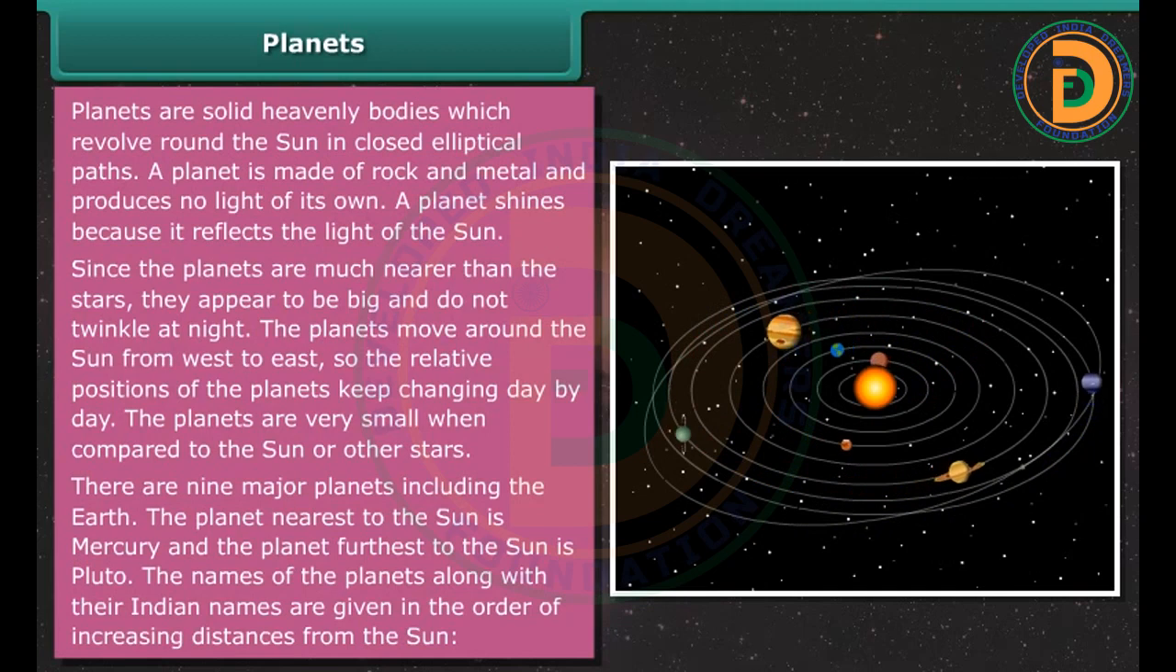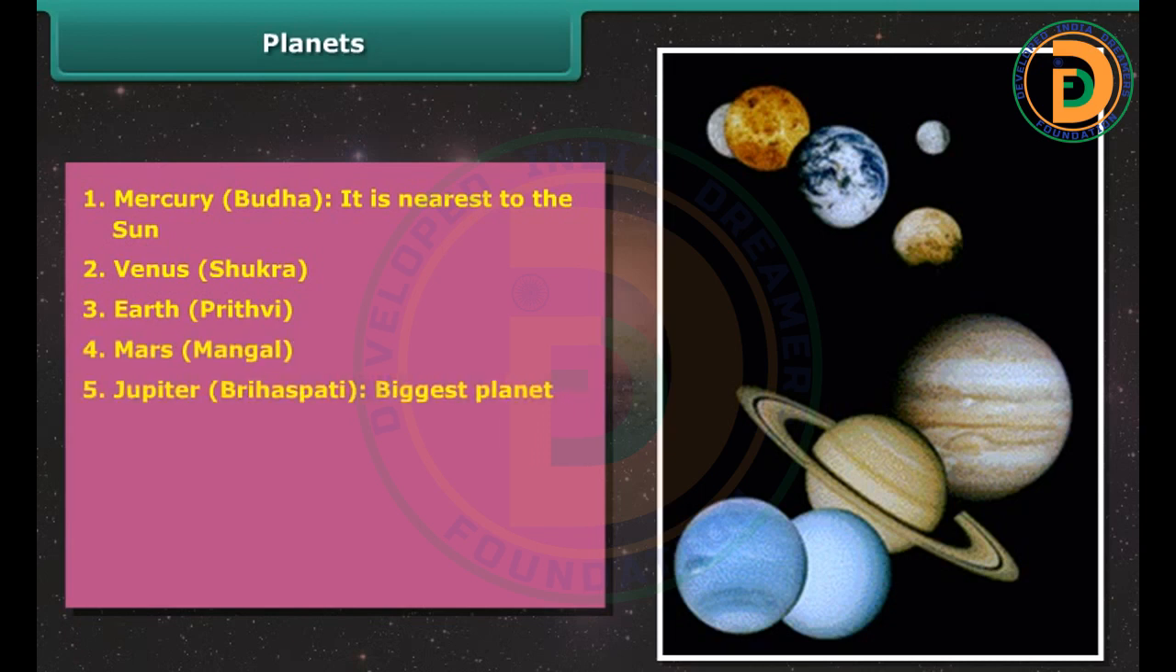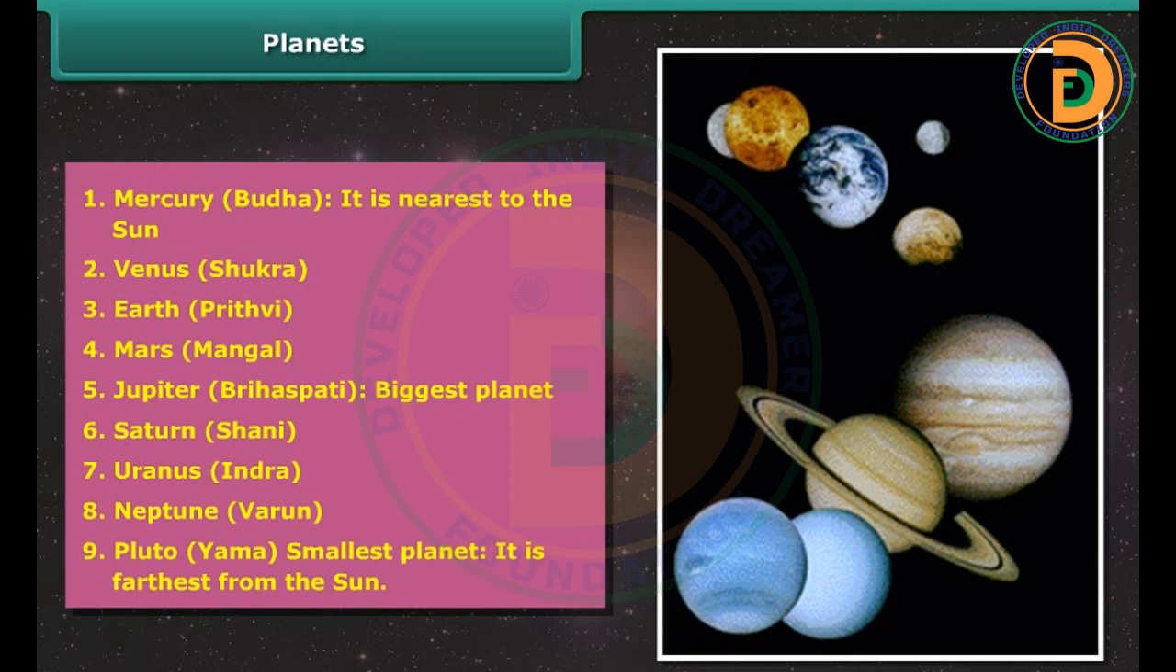The names of the planets along with their Indian names are given in the order of increasing distance from the Sun. Mercury, Buddha. It is the nearest to the Sun. Venus, Shukra. Earth, Prithvi. Mars, Mangal. Jupiter, Brihaspati, the biggest planet. Saturn, Shani. Uranus, Indra. Neptune, Varun. Pluto, Yama, the smallest planet. It is farthest from the Sun.